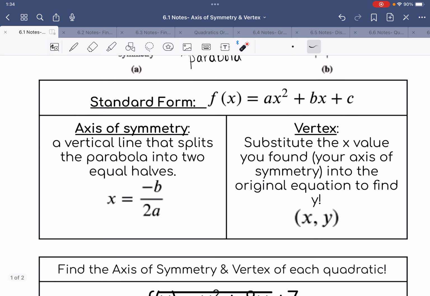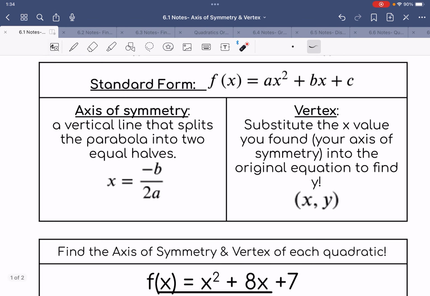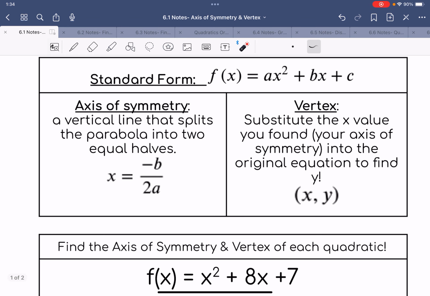Okay, so when we are given a quadratic, it's going to be given to us in standard form. That is this form right here, ax squared plus bx plus c. A, b, and c are all numbers, and then x squared and x are our variables. The axis of symmetry is a vertical line. Vertical lines we learned back when we did graphing lines. Vertical lines are x equals a number. So that's why this equation is an x equals equation.